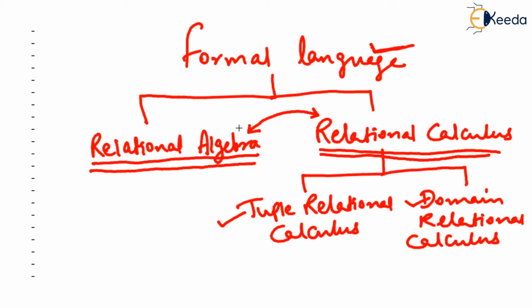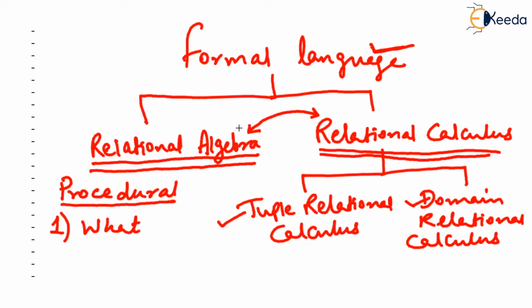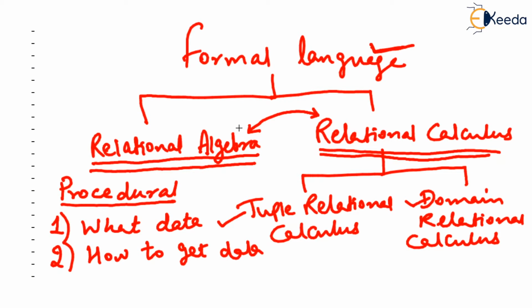Now, relational algebra is a formal language, as you see, but this is called a procedural language. Why? This is known as a procedural language because in relational algebra, you tell what data you want, or which data you want from a particular relation or a table. Also, you specify how to get that data. Please try to understand this.